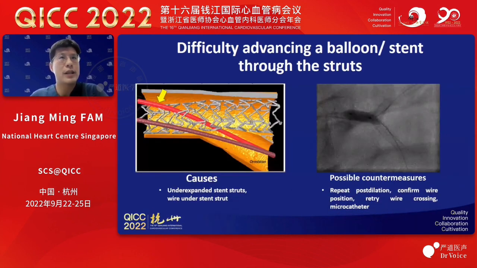Even after access to the side branch or the main branch is secured, there may be difficulty advancing a balloon or stent through the struts. Causes include unexpanded stent struts, stent deformation, or the wire could have crossed under the stent struts. Countermeasures include repeating post-dilatation to correct any proximal stent deformation, confirming wire position using imaging if necessary, or retrying the wire crossing with the help of a microcatheter.